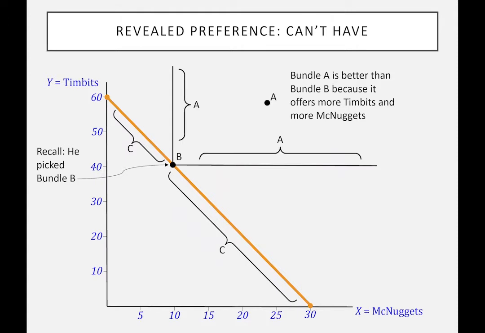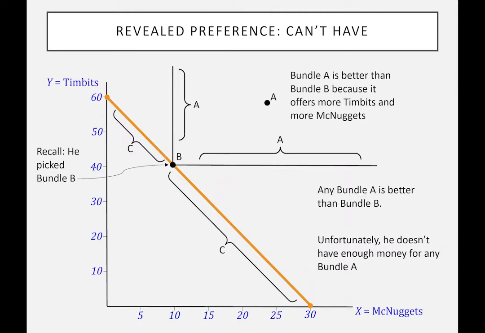Now, we can go further than this. We can say anything that gives him more Timbits but just as many McNuggets is also better. So anything in A is better than B. He would choose it if he could, but he doesn't have the money, he can't.